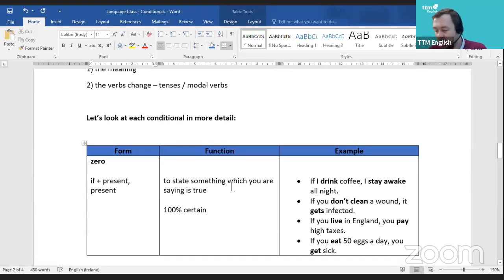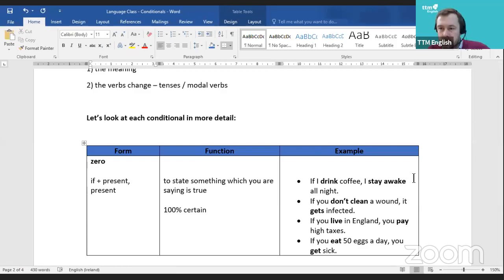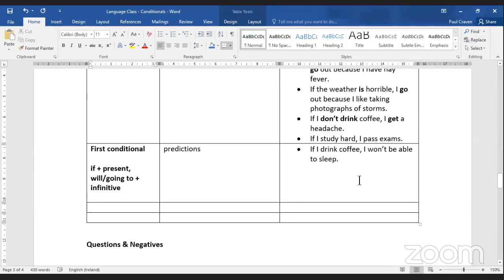Okay, Abdullah, do you have a question? Hello, Abdullah. I can see you've got your hand up there, but I can't hear you. No? I think you've got a problem with your microphone there, Abdullah. Okay, so first conditional. You can hear me? There you go. I can hear you now a little bit.